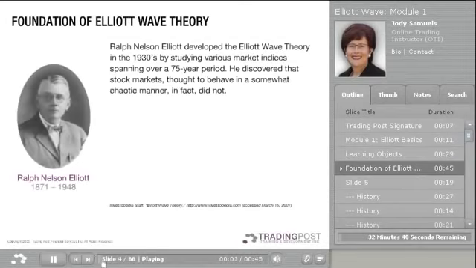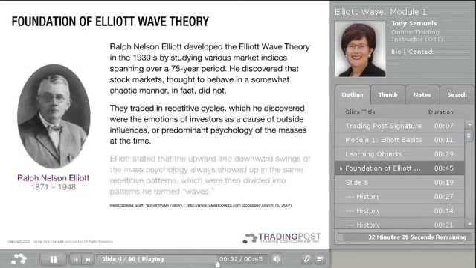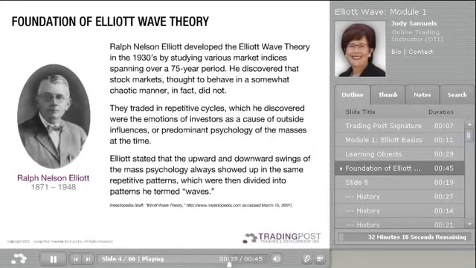Ralph Nelson Elliott developed the Elliott wave theory in the 1930s by studying various market indices spanning over a 75-year period. He discovered that stock markets, thought to behave in a somewhat chaotic manner, in fact did not. They traded in repetitive cycles, which he discovered were the emotions of investors as a cause of outside influences, or predominant psychology of the masses at the time. Elliott stated that the upward and downward swings of the mass psychology always showed up in the same repetitive patterns, which were then divided into patterns he termed waves.